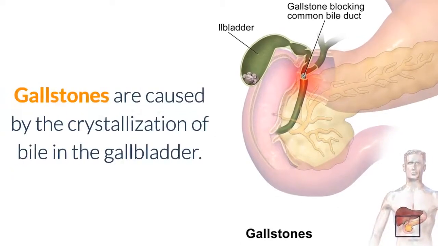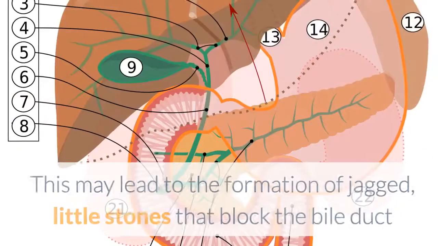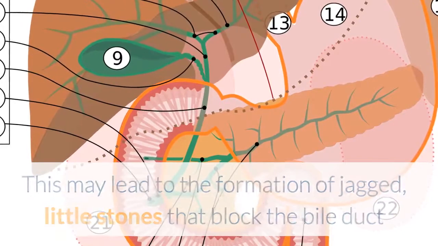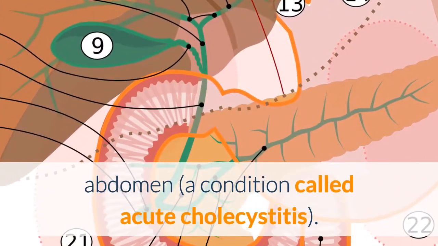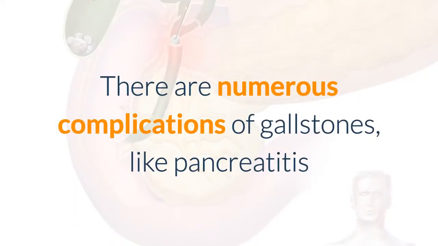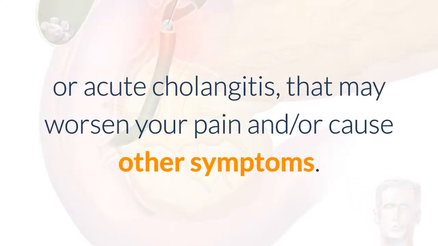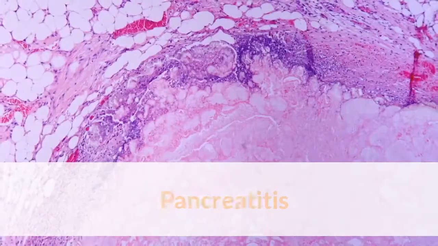Gallstones. Gallstones are caused by the crystallization of bile in the gallbladder. This may lead to the formation of jagged, little stones that block the bile duct and cause severe pain in the upper right abdomen, a condition called acute cholecystitis. There are numerous complications of gallstones, like pancreatitis or acute cholangitis, that may worsen your pain and/or cause other symptoms.